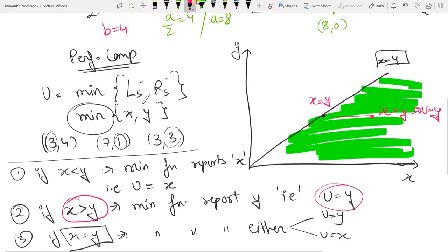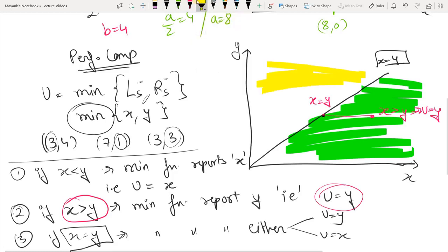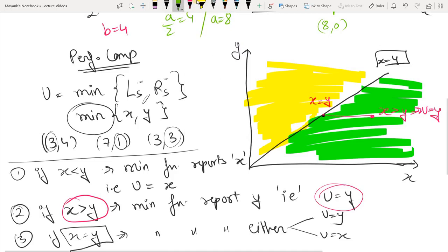On the other hand, if I move to the left, so I'll be basically in this zone. Now in this zone, if you're at a point like this which is to the left of x equals y, you have x less than y. Now if x is less than y, the min function reports u equals x.